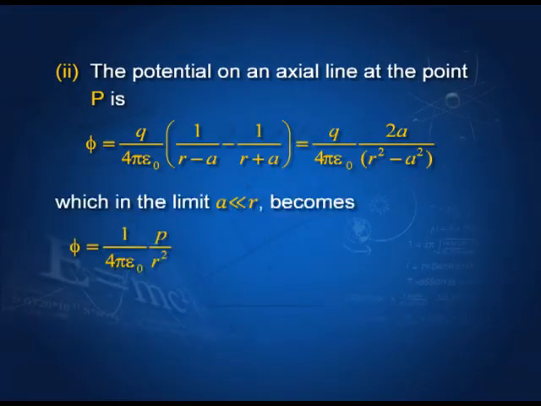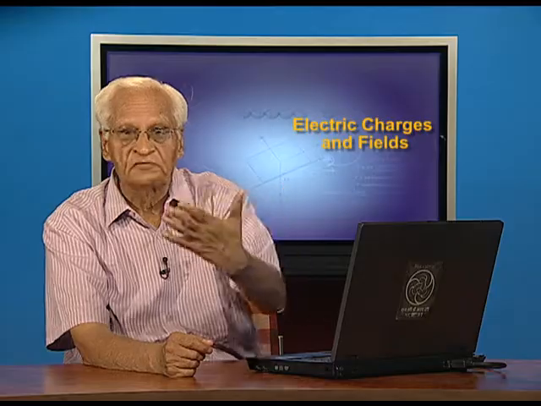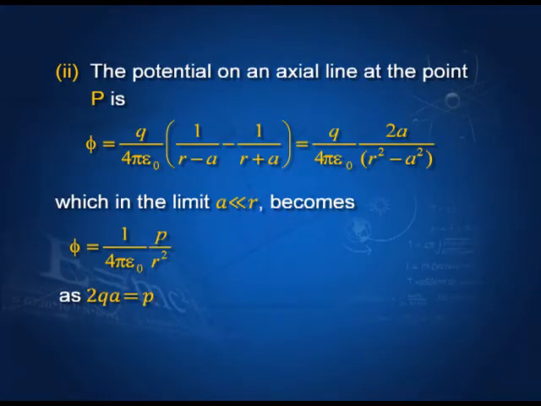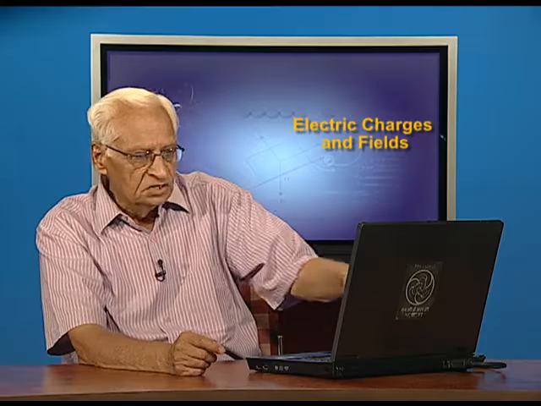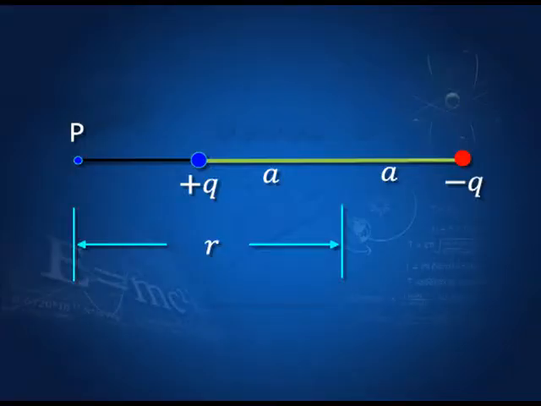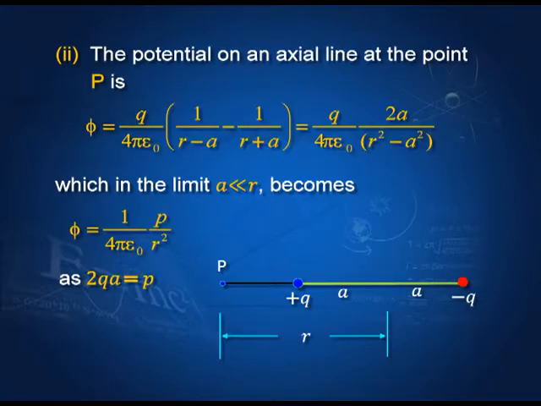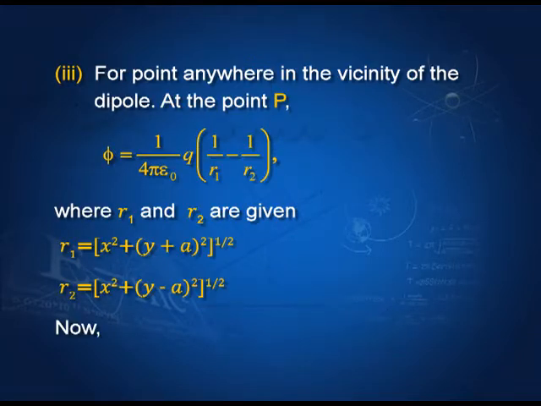The potential is 1 by 4 pi epsilon 0 into P by r squared, in the limit in which a is much less than r, and 2 a q as before is equal to P. So, the potential due to this dipole moment P is 1 by 4 pi epsilon 0 into P by r squared. Similarly, we can find the potential at any point P.